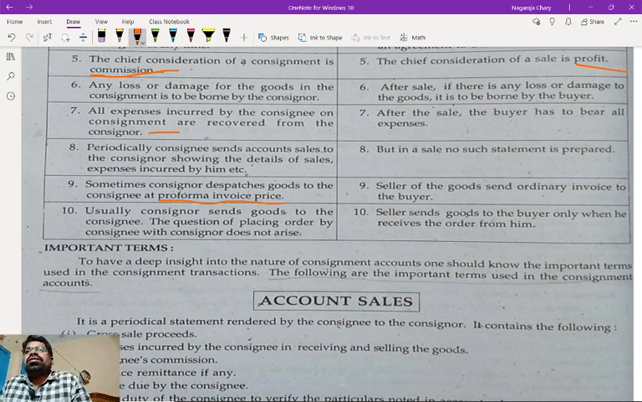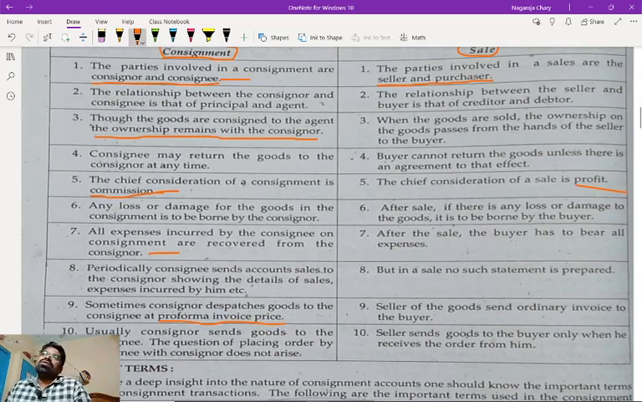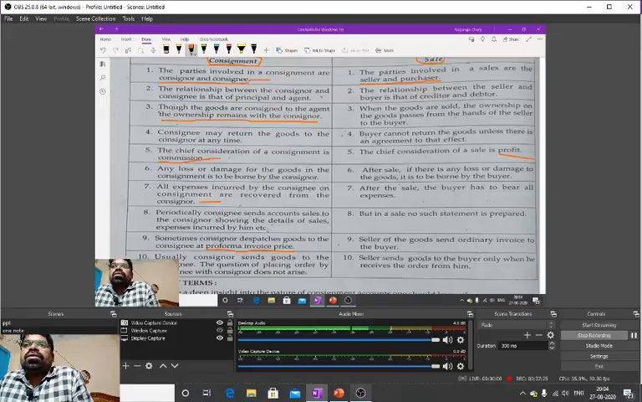Okay. Here there is no interest of the consignor. The consignor is going to send the goods, and the consignee has to sell the goods. So these are the differences between consignment and sale. I think now you got the detailed differences between consignment and sale. Normal information and in-depth knowledge is given to you. What is the difference between these two? Then only you can get a clear idea about this topic.